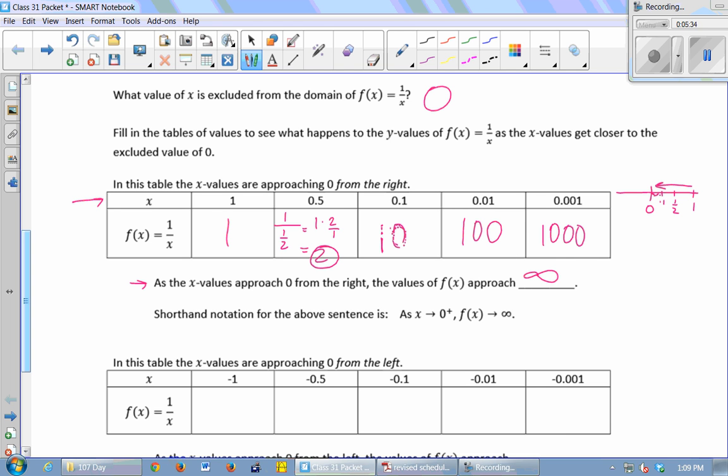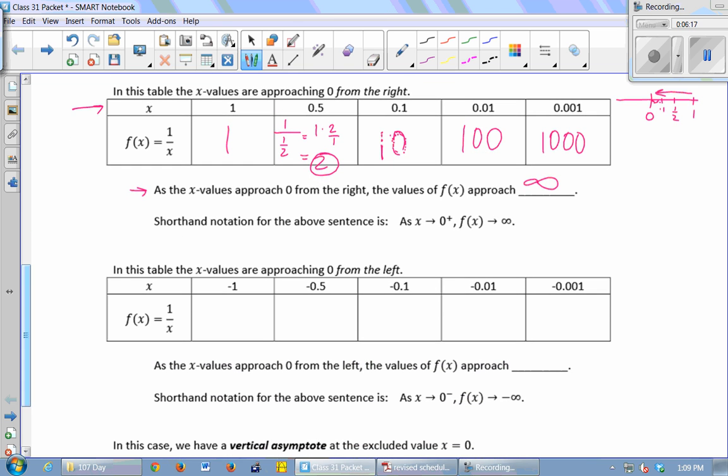The values of f of x approach infinity because they're getting bigger and bigger. The shorthand notation for that sentence is we use arrows. When you see an arrow, you can read that as the word approaches. So this says as x approaches 0, and that little plus sign means from the right, like through positive values. If I put a little minus there, it would mean from the left. So this says as x approaches 0 from the right, f of x approaches infinity. It's just a direct translation from what we wrote in English using some notation.